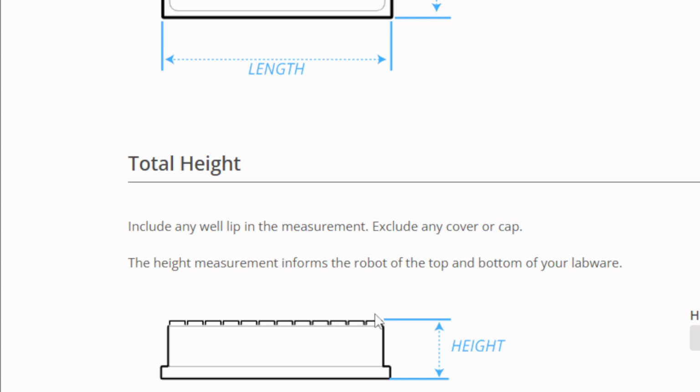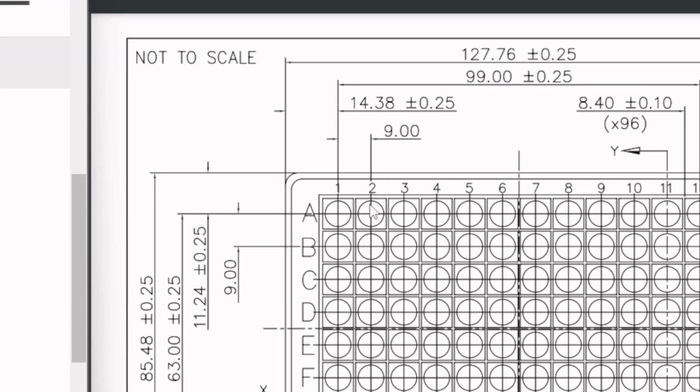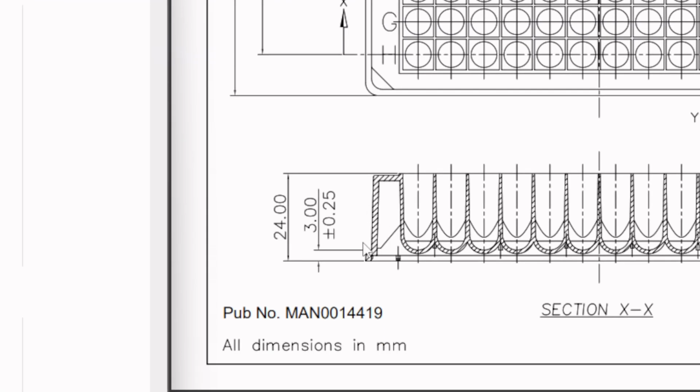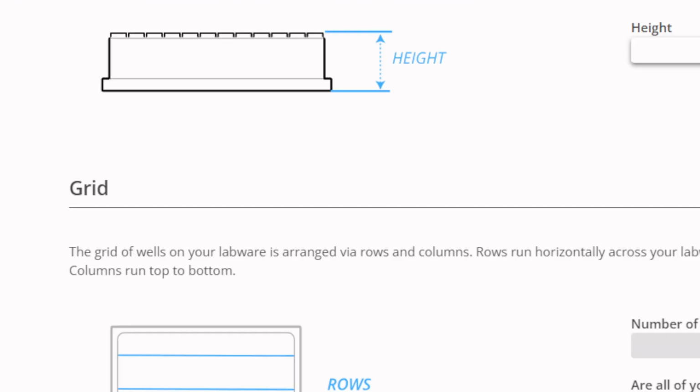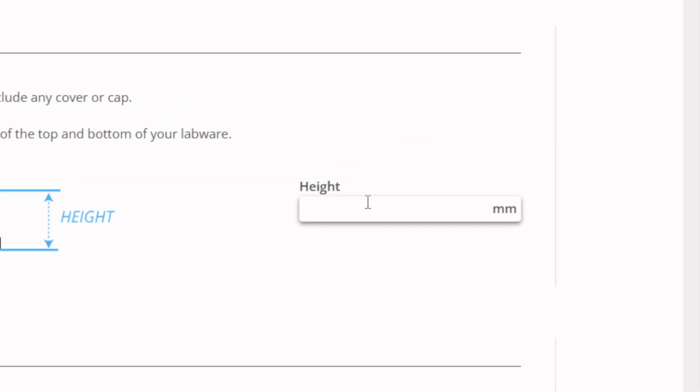Now we need the following information, which is the total height. To find out the total height, let's go back to the design, and over here we have the total height of the Labware, which is 24 millimeters. So I'll go in and fill in over here, which is 24 millimeters.